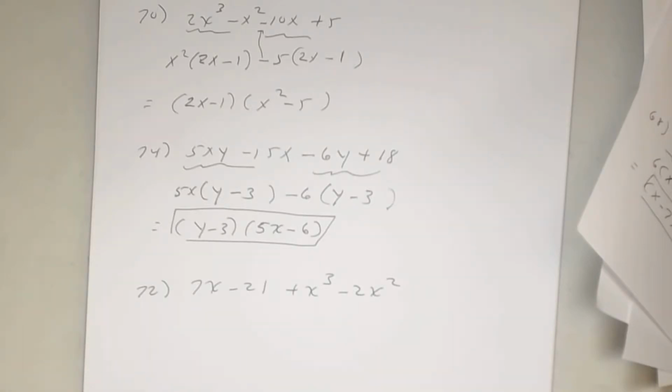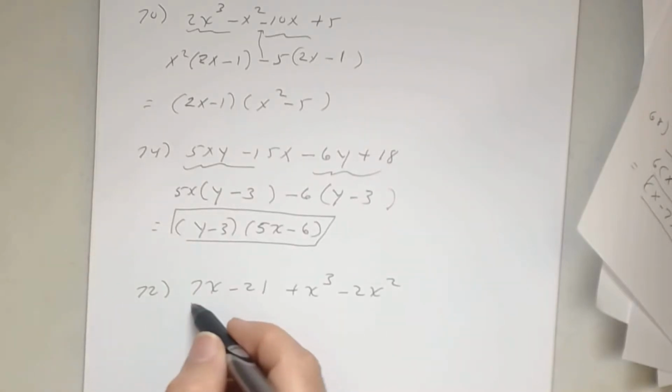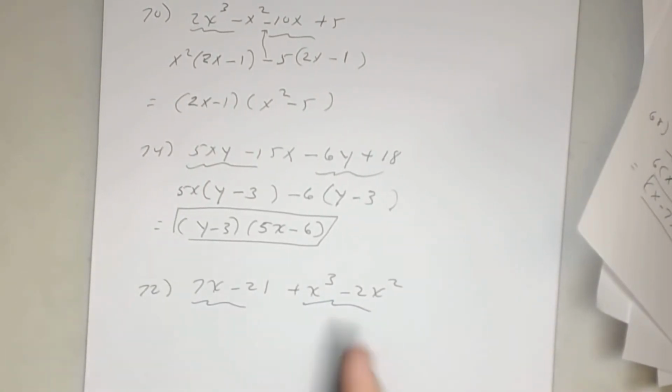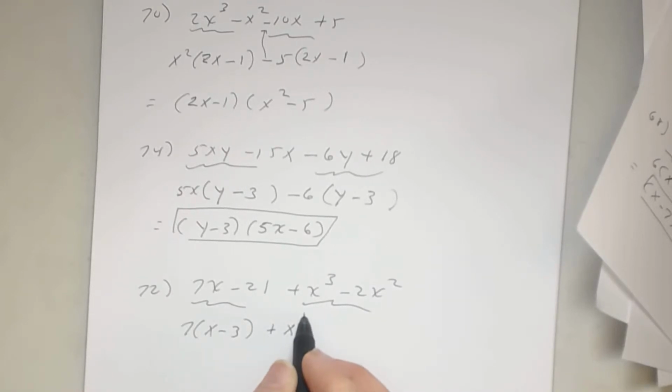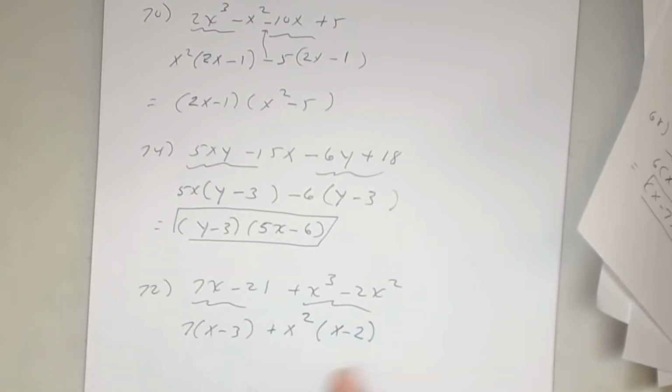Now let's look at 72. If I group the first two and group the last two, what's the GCF of the first two? 7. Times what? Times 3. What's the GCF of the second group? Plus x what? X squared, right? Times what? X minus 2. Are these parentheses the same? No. So that did not work.